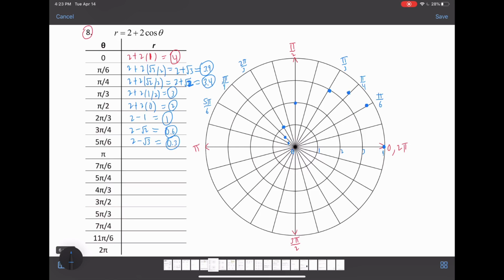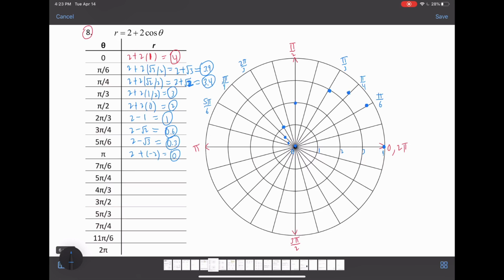You've curved in. Okay, what about pi? 2 plus 2 times the cosine of pi is going to be 2 plus 2 times negative 1, right? So plus negative 2 gives you 0. So you're right on the pole. That is half of the story, and we've only filled out half of the table.